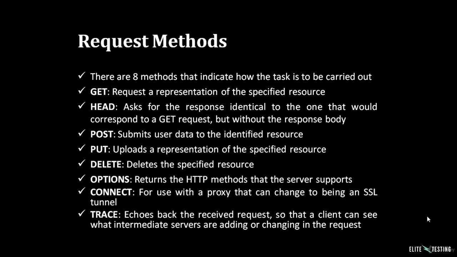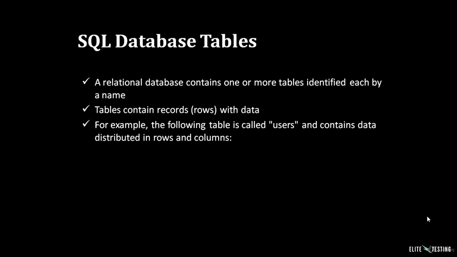The OPTIONS method returns the HTTP methods that the server supports, while the CONNECT method is for use with a proxy that can change to being an SSL tunnel, and the TRACE method echoes back the received request so that a client can see what intermediate servers are adding or changing in the request.